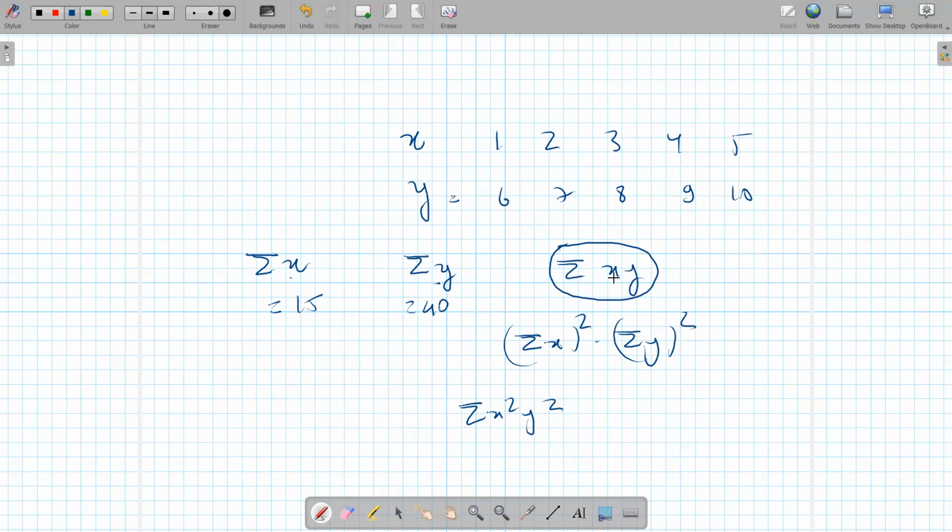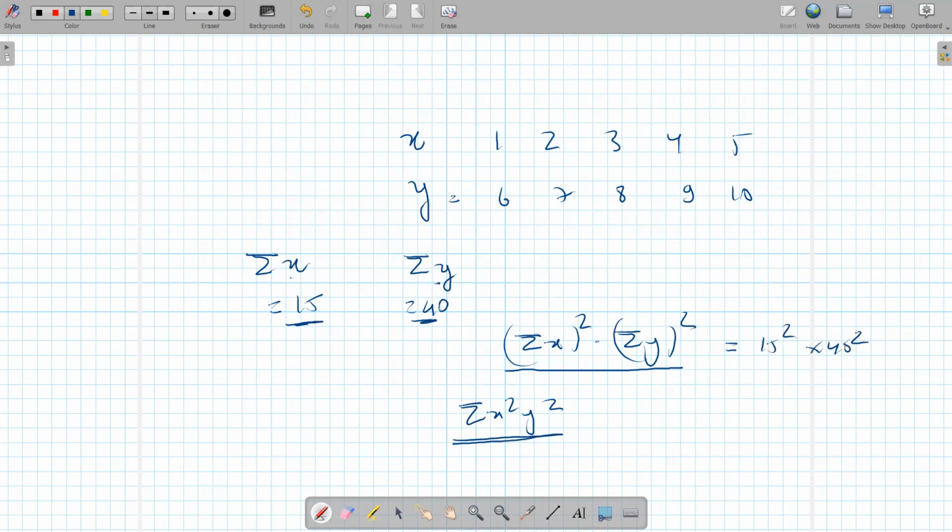How do you do summation xy? Which one do you do first? Do you add x's first and then multiply that by y, or do you multiply x and y and add them up? You multiply x and y, then add. So it's going to look like this: 1 times 6 plus 2 times 7, all the way down to 5 times 10, and you're adding everything up. What about summation x whole squared times summation y whole squared? You do summation x and then summation y. We already have those numbers, right? So this one will be 15 squared times 40 squared.